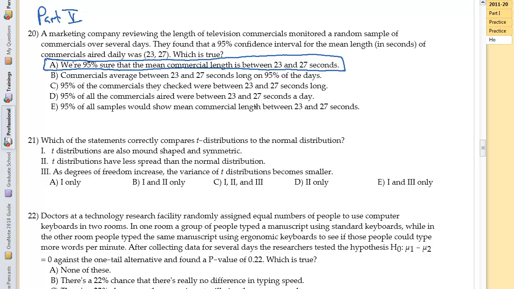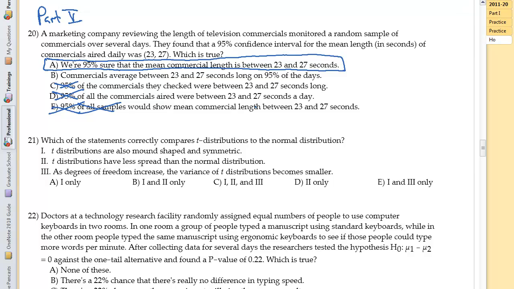95% of commercials they checked? No, right? That doesn't necessarily have to be true. 95% of all commercials aired? No, right? We're talking about where the mean length is. It's 95% of all samples? Oh my God, all samples is not what a confidence interval is all about.